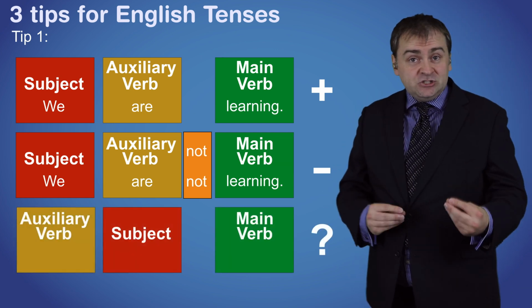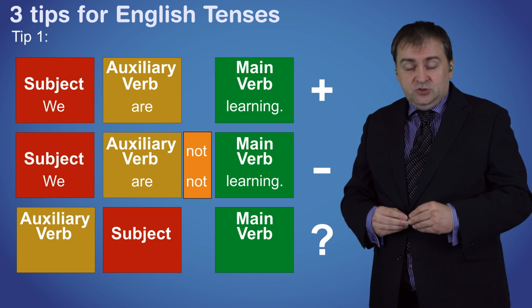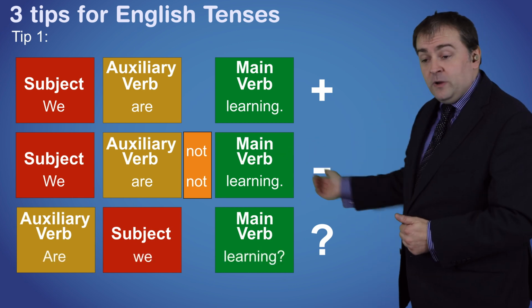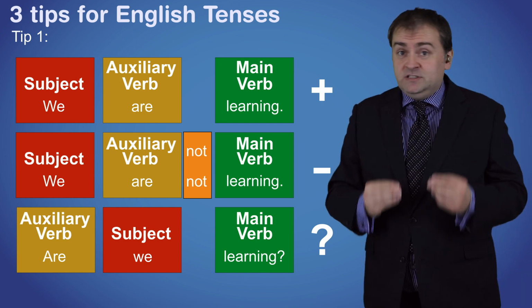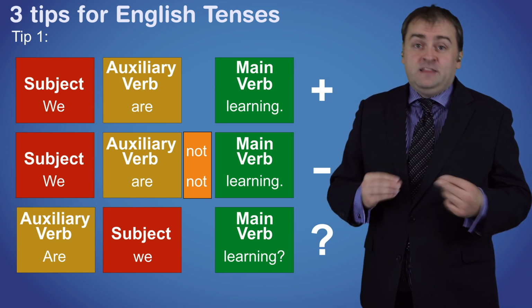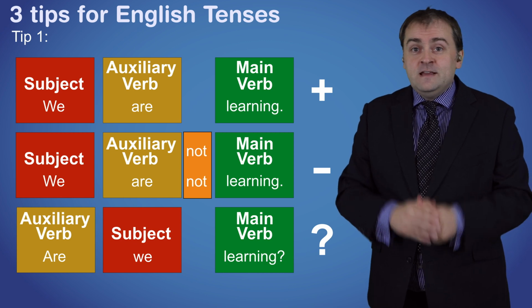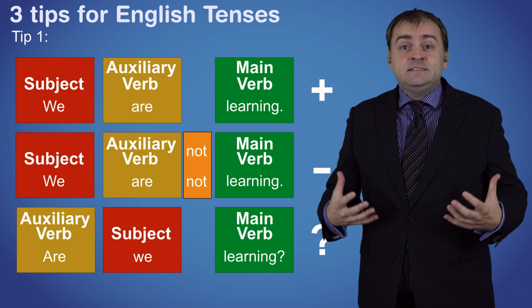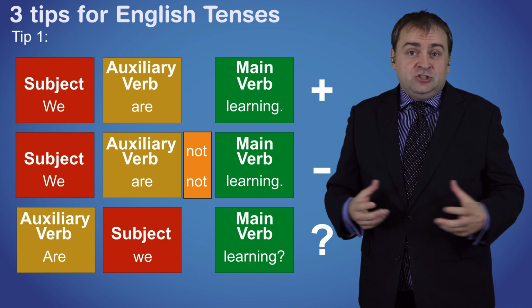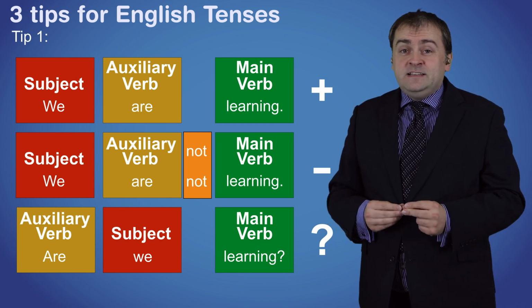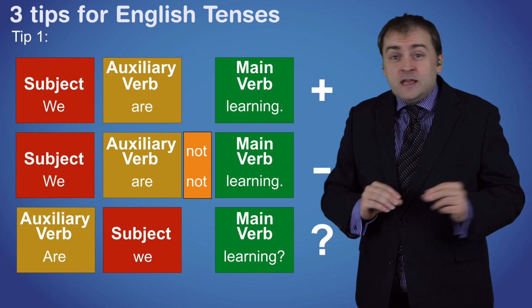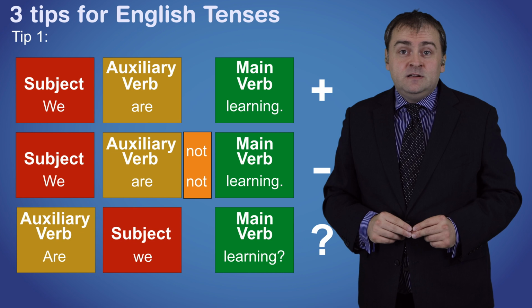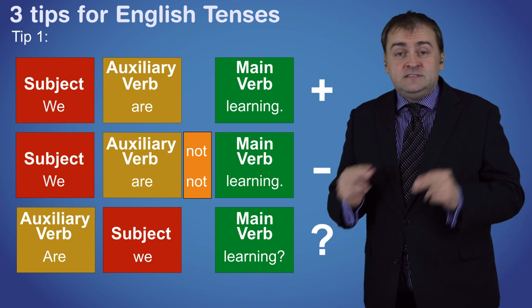And then to make a question, so to ask whether something happens, for example, are we learning, starts with the auxiliary verb, then the subject, then the main verb. Many students get this wrong. I often hear people make a negative by using the word no. They say things like, I no like pizza. This is wrong because it misses out the auxiliary verb, and it should be not instead of just no.